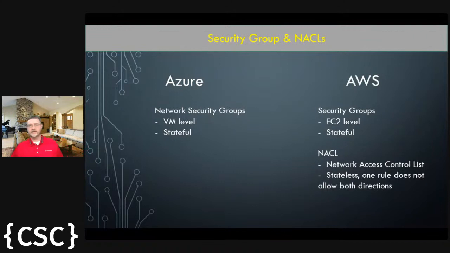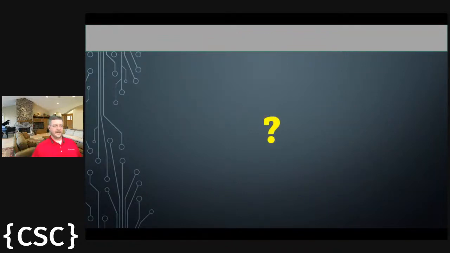With AWS and your VPCs, you're more likely to be using security groups for handling that kind of thing. Rarely will you use NACLs. Not never, but more likely you're going to be using security groups. So with that, I am at the end and available for any questions.